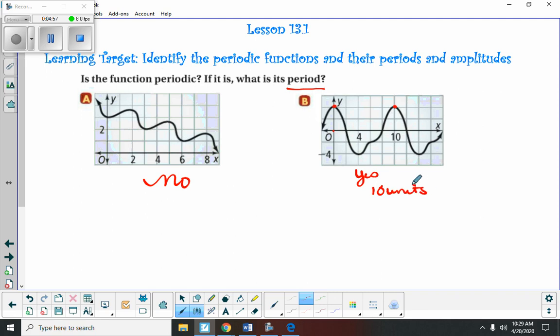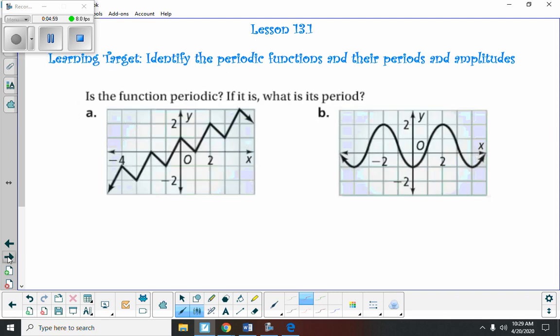All right, is the function periodic? This would be a no. It's not repeating. This one appears to be a yes. It is repeating. And to go from the max to the max, from -2 to 2 would be 4 units.